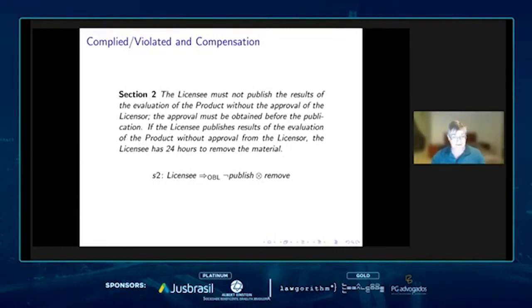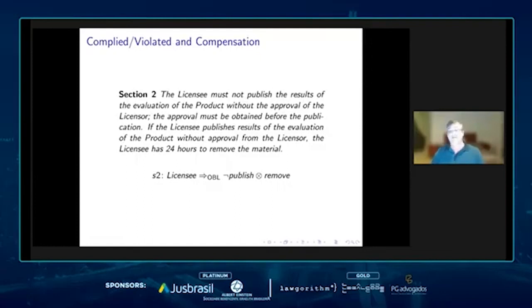When you read this text, you have the prohibition to publish the results of evaluations, but if you publish when you were not allowed, then you have to withdraw within 24 hours. When do we comply? Of course, if we don't publish, we comply. But what about if we publish and we remove it? Do we comply or not? And similarly, we can ask the same question for violation.